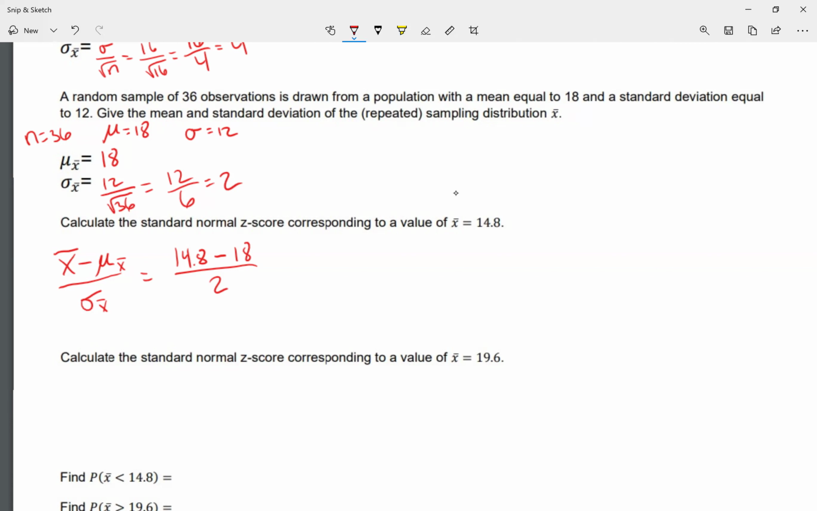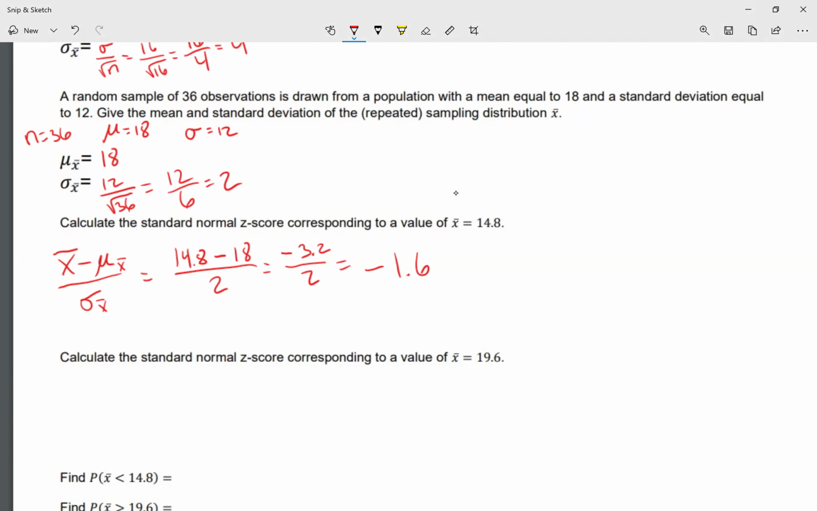So I'm going to do 14.8 minus 18. That looks like a negative 3.2. I just did 14.8 minus 18. That's all I did. So negative 3.2 divided by 2, and that gives me a negative 1.6. Okay, negative 1.6. We can call it negative 1.60.